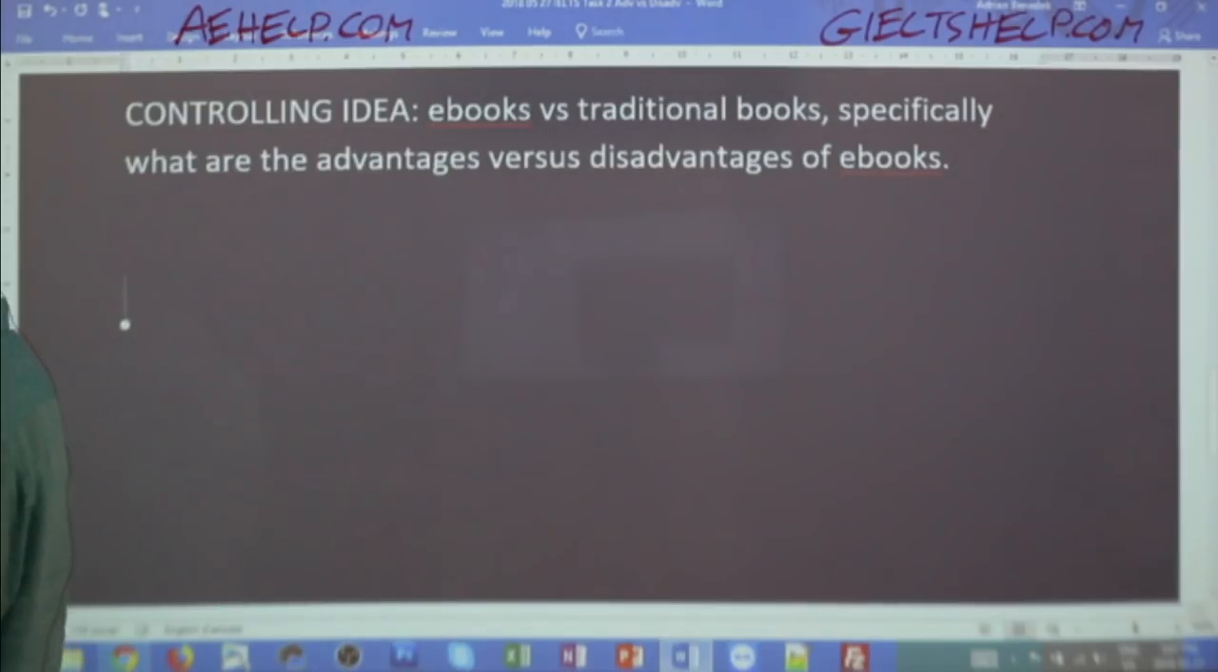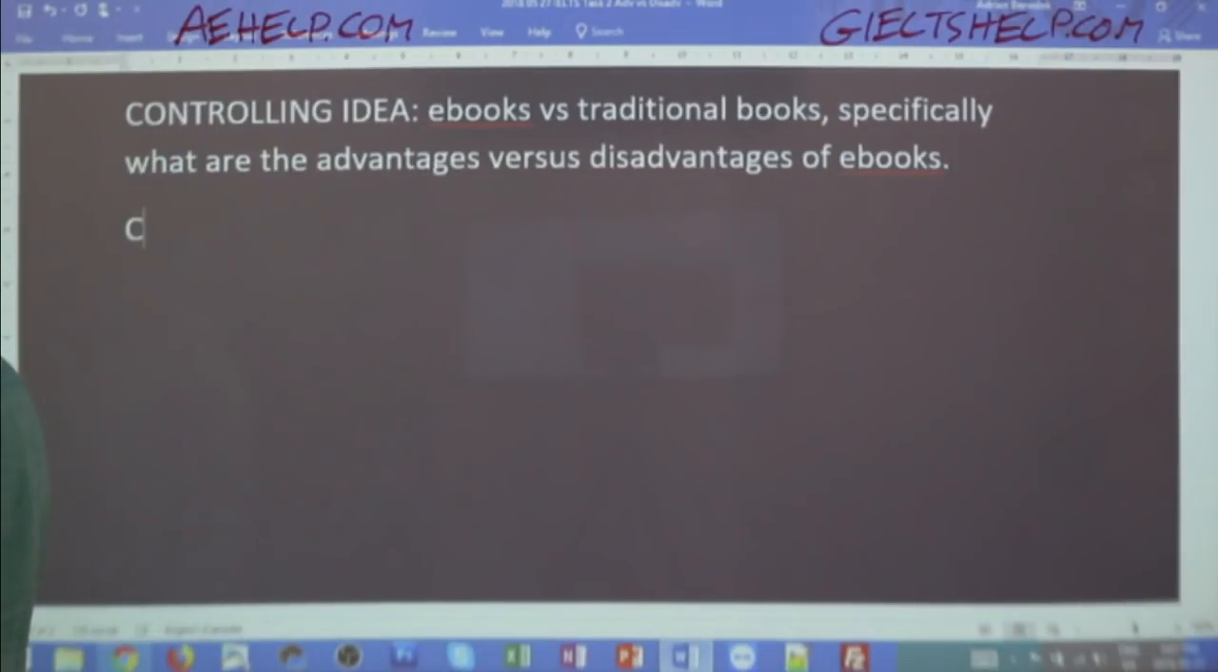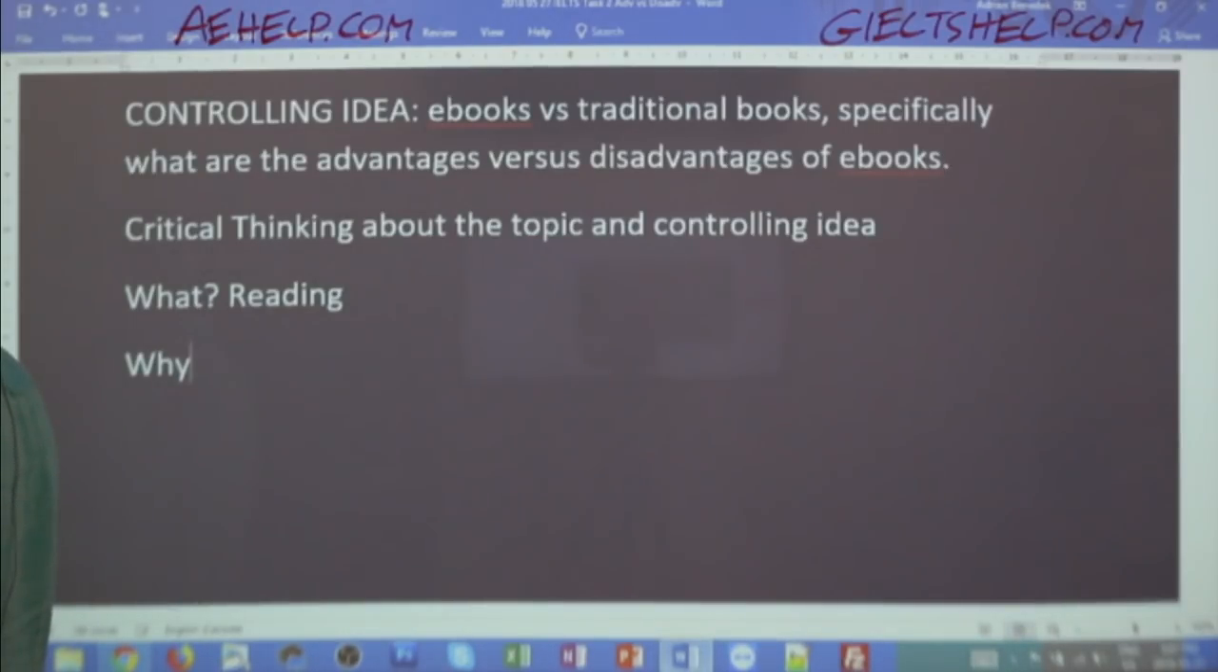So now you want to do the critical thinking. And of course, when you're doing this in the real IELTS, you want to do this very fast, okay? So think about the topic and controlling idea. So here, what? Reading. Why do we read? How? In digital or traditional form.